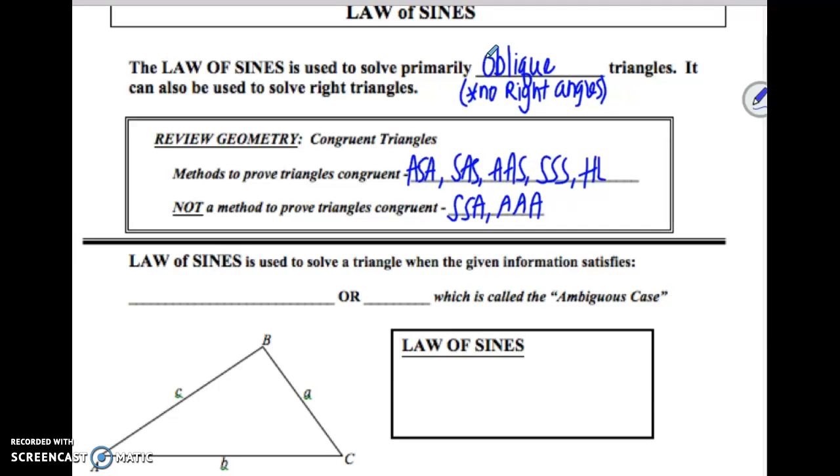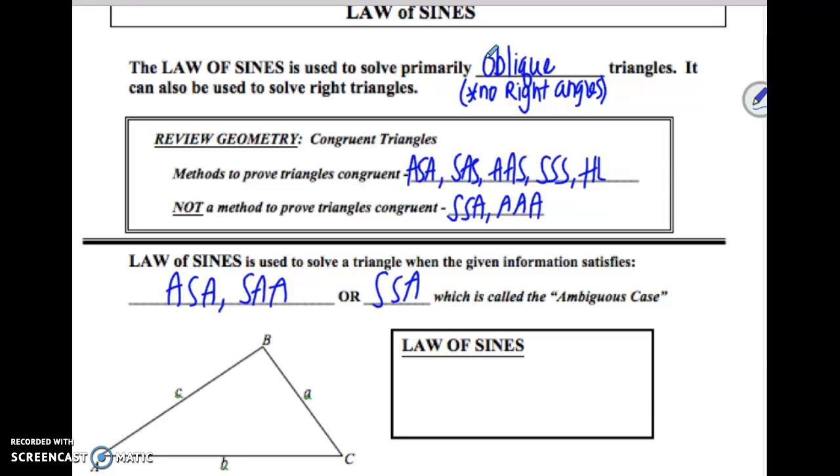The law of sines is used to solve a triangle when the given information satisfies angle, side, angle, or angle, angle, side, or side, side, angle, which is called the ambiguous case.